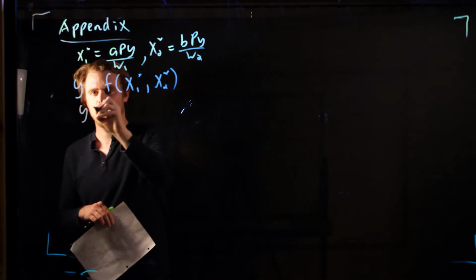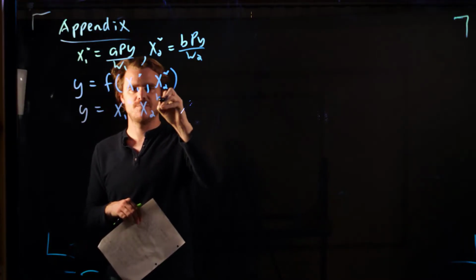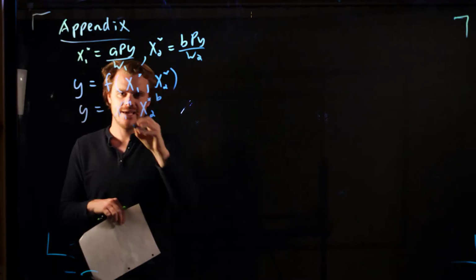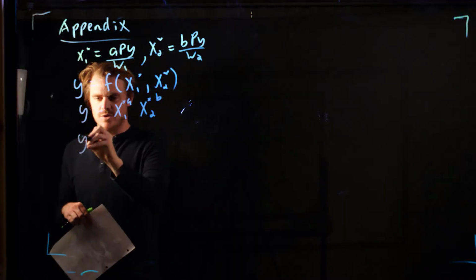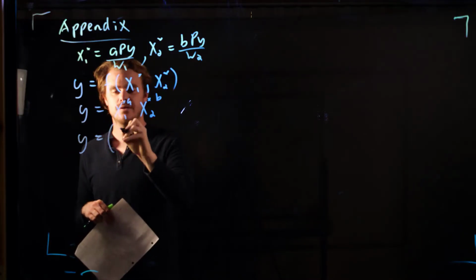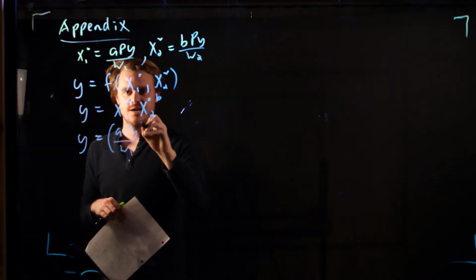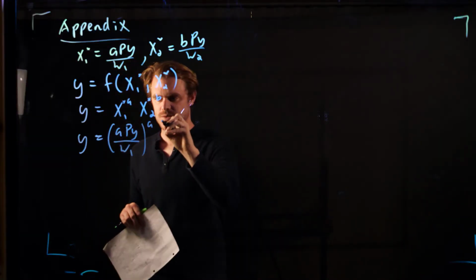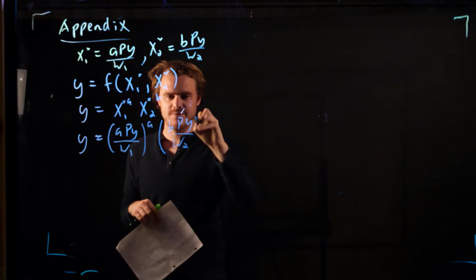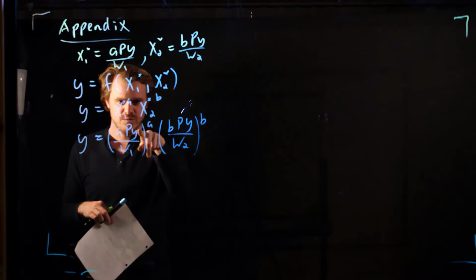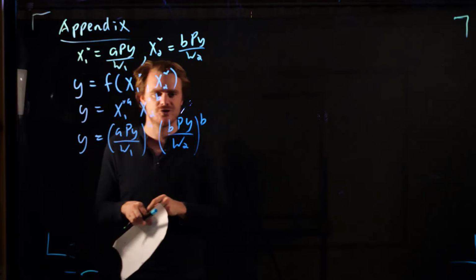And here we know y equals x1 to the A, x2 to the B. So we're just going to plug in our x1 star here, our x2 star here. So our optimal amount of output: A times P times Y, I should say, over W1, to the A, B times P times Y over W2, to the B. And we want to solve this for Y. So we're trying to isolate Y. It's going to be a little bit tricky here.